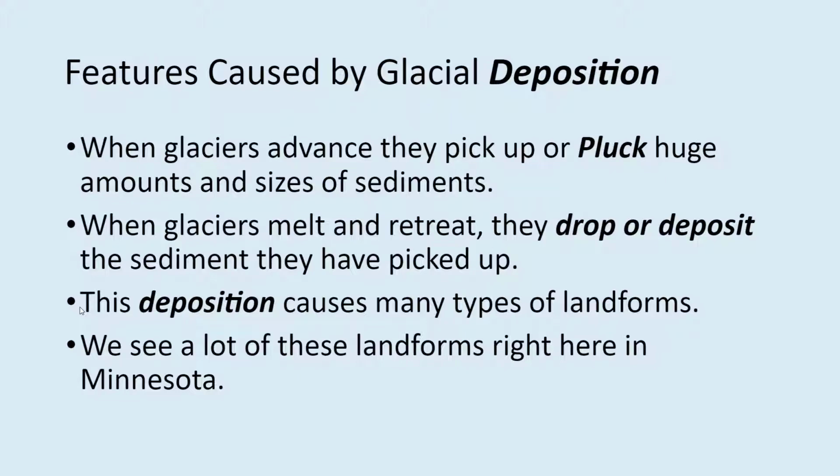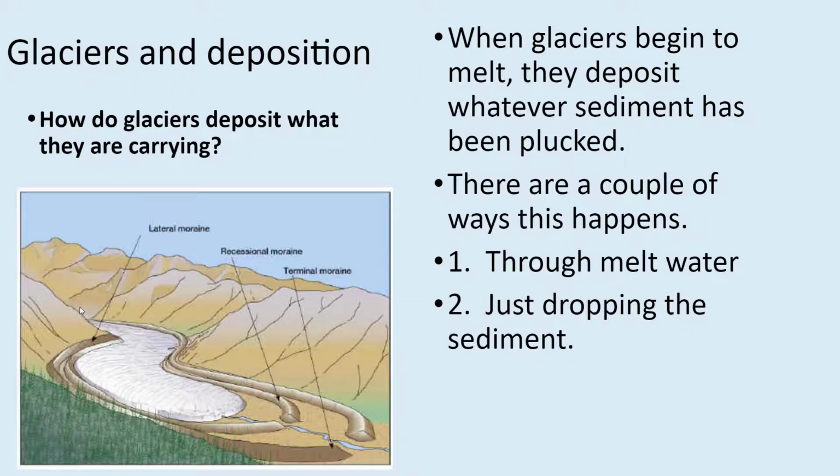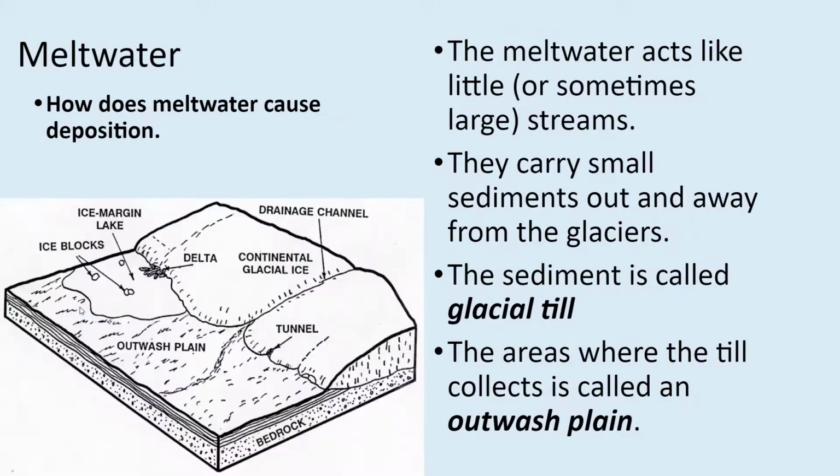And we see these landforms right here in Minnesota quite a bit. And when we start talking about glacial features in Minnesota, just know that we're talking about either erosional features or depositional features. Let's take a closer look. All right. So again, you guys, depositional features are when glaciers begin to melt, they drop. There are a couple of ways that this happens. It drops because the sediment just literally drops because things melt quickly, or sediment is transported through meltwater, okay?